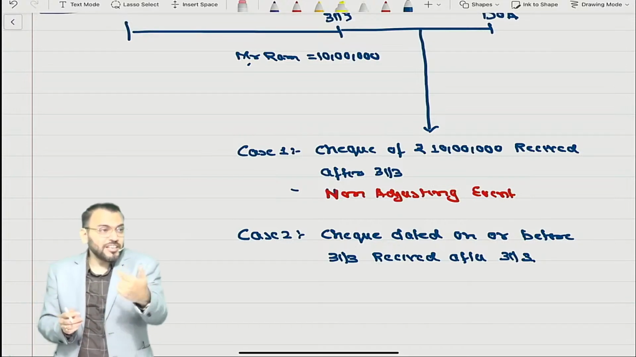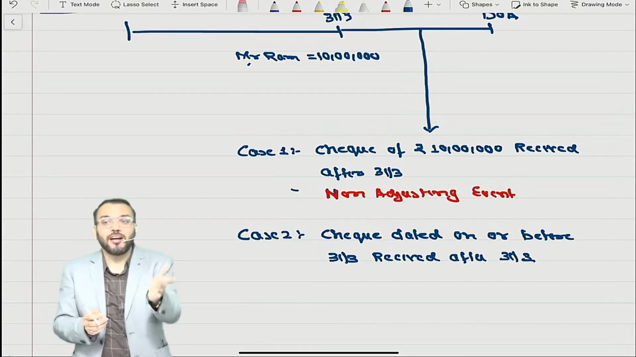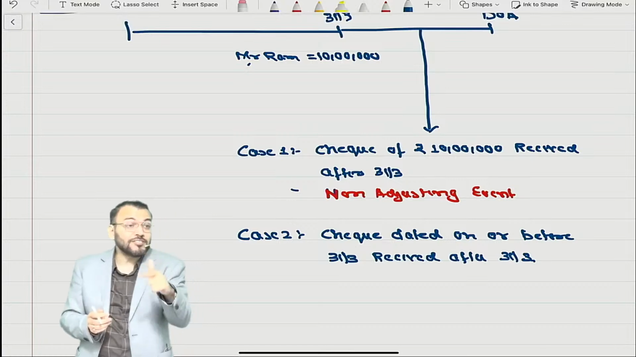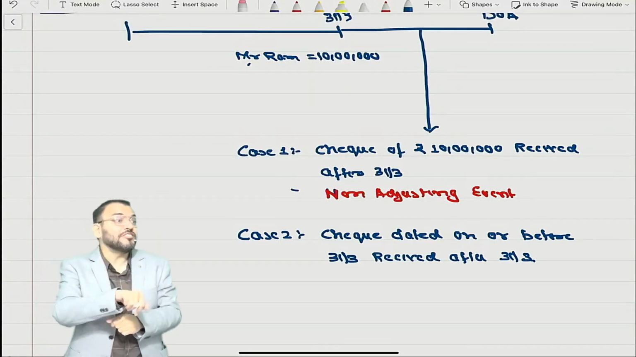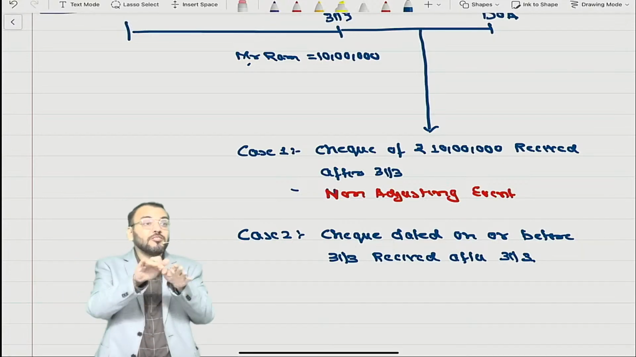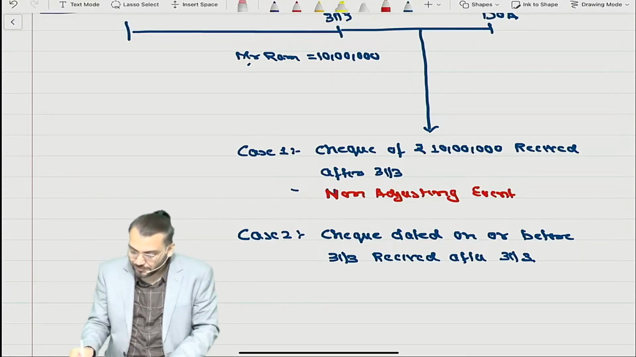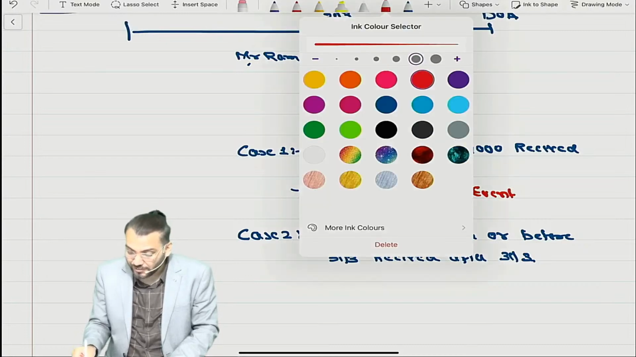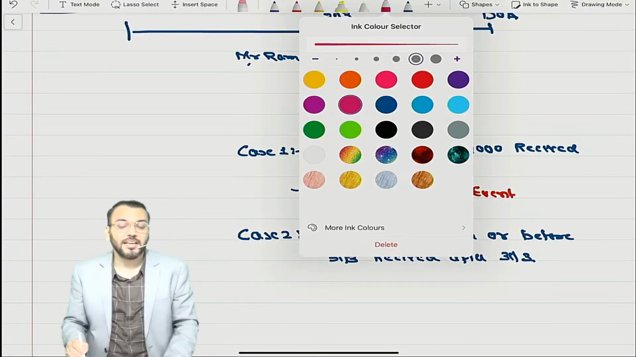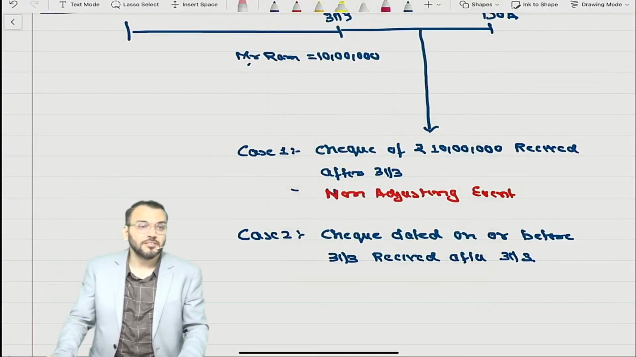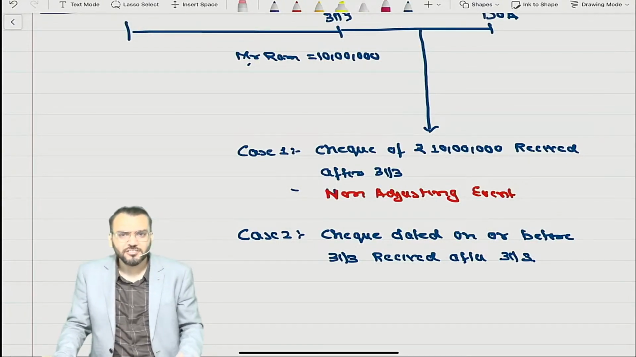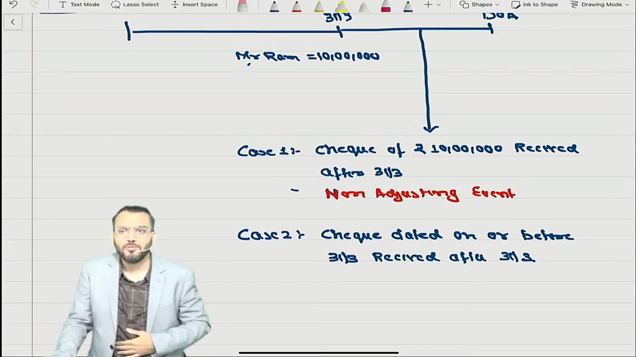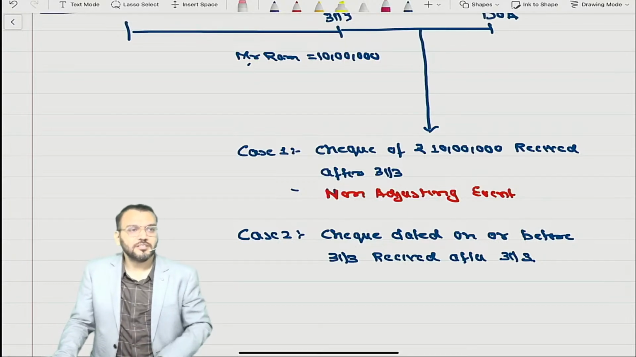So can we pass a journal entry of received on 31st March? It means when you are saying bank account debit on 31st March, that will become nil on 31st March. So this becomes an adjusting event. Adjusting event or non-adjusting event? This is a CA Inter exam question. Everyone saying adjusting? Anyone who is saying non-adjusting?